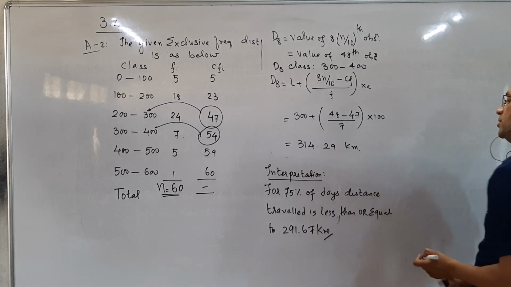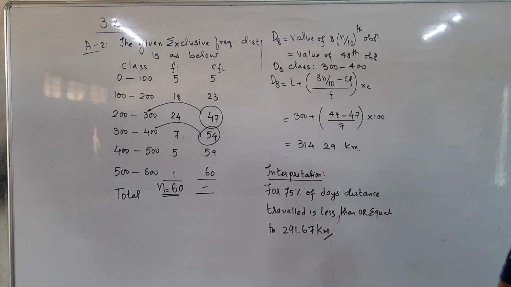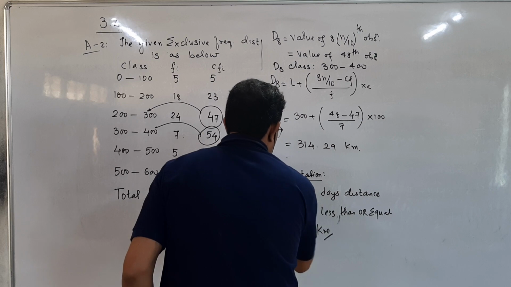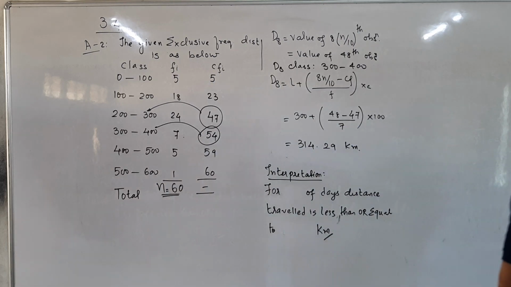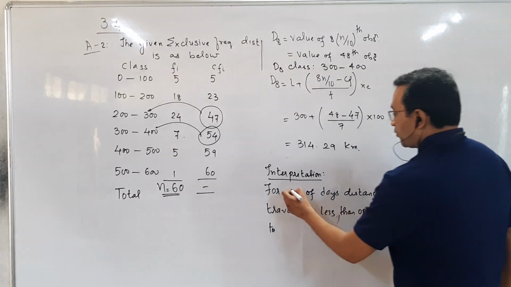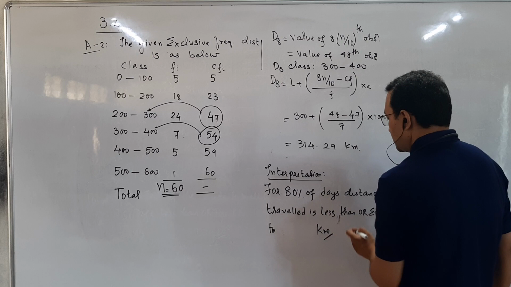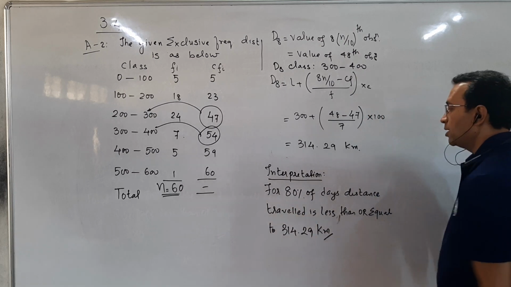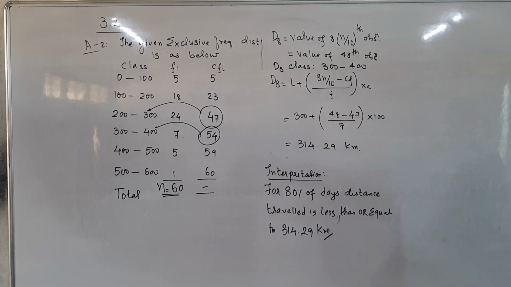314.29 kilometers. Now deciles divide the data into 10 equal parts, so I have to change only this much. Instead of 75%, all of you should know the percentage of observations less than or equal to D8 is 80. So for 80% of the days, distance traveled is less than or equal to 340.29 kilometers. That's all students, it is very simple.